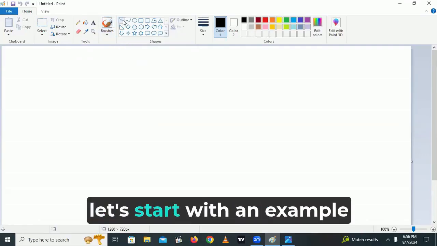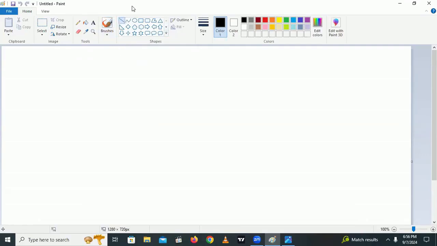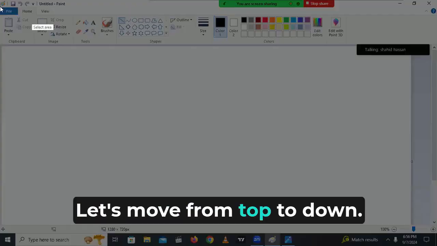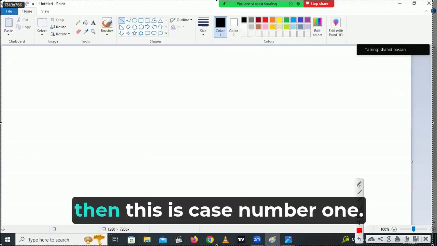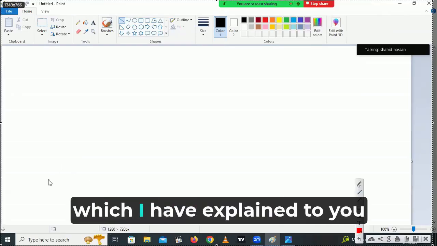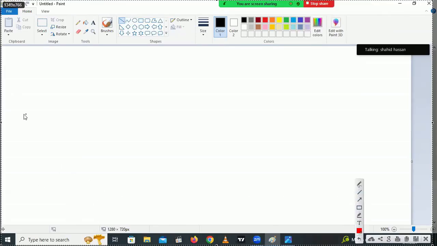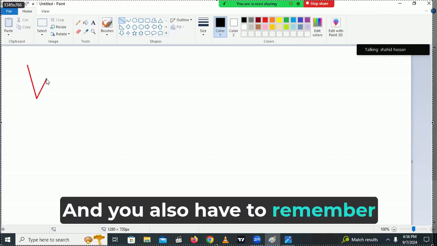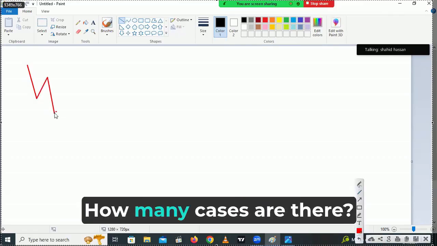Okay, first of all, let's start with an example from the top. Let's move from top to down. If the market is moving like this, then this is case number one. You have to remember this. There are 5 cases of engulfing, which I have explained to you from basic to advanced. And you also have to remember the cases in this. How many cases are there?